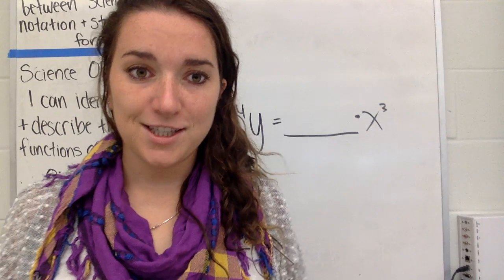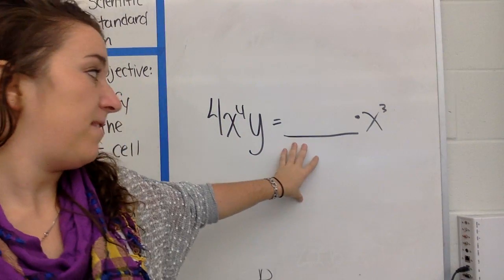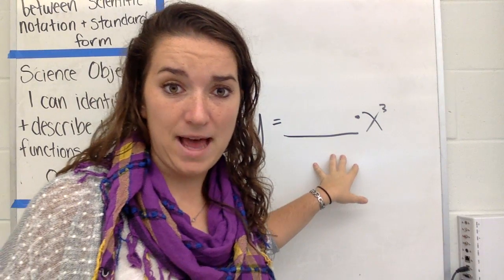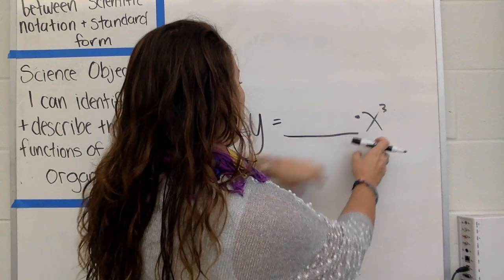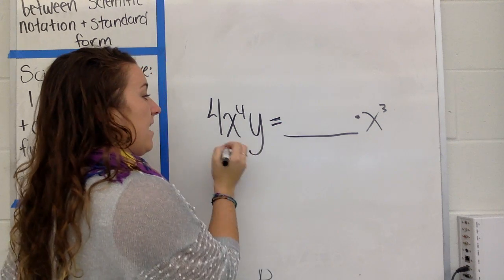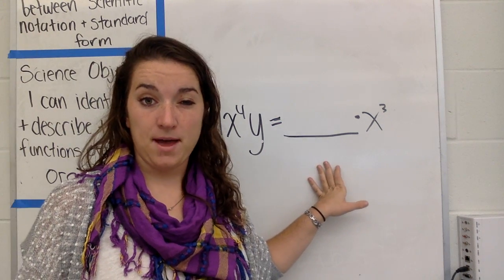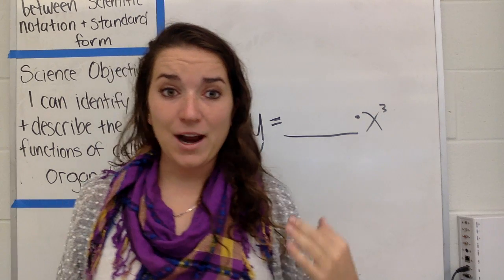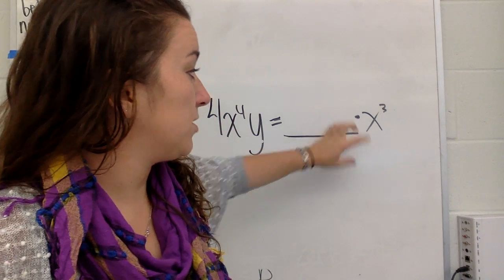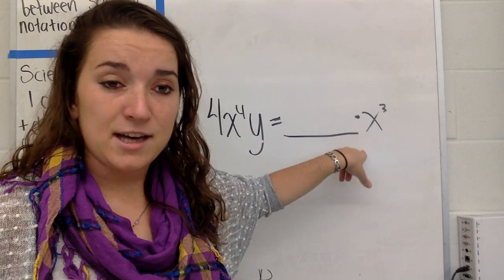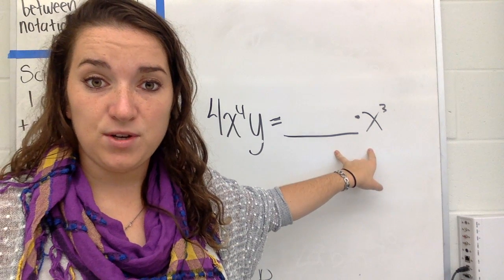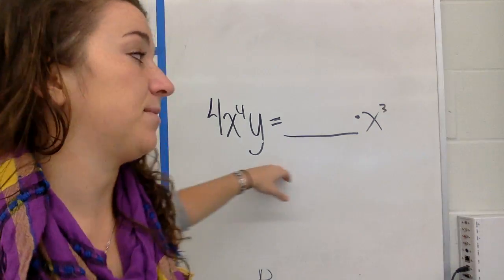This next problem starts to get a little tricky because we're trying to figure out what can we put in this blank so that when these two terms are multiplied together, we'll get 4x to the fourth y. So what can go in that blank? I'm going to remember my product rule because we're multiplying. When you multiply exponents with the same base, what do you do? Yeah, you add the exponents.